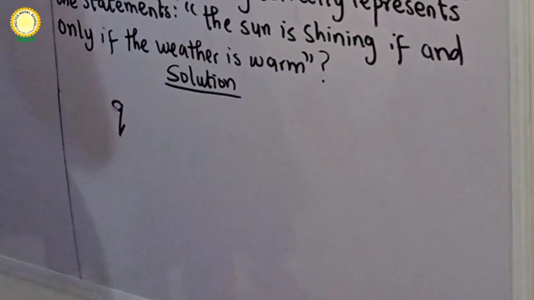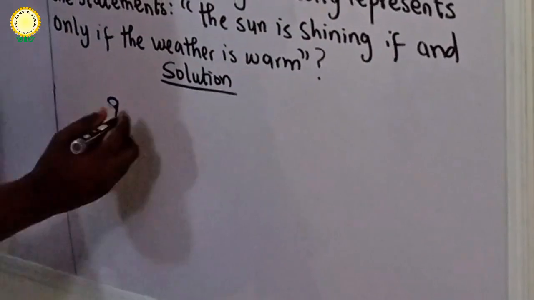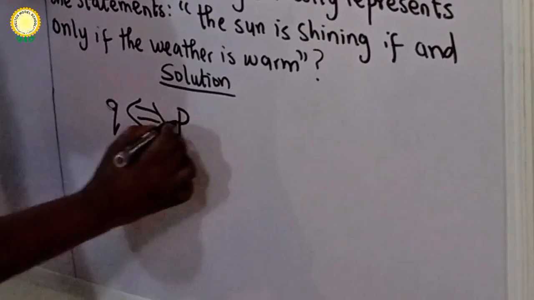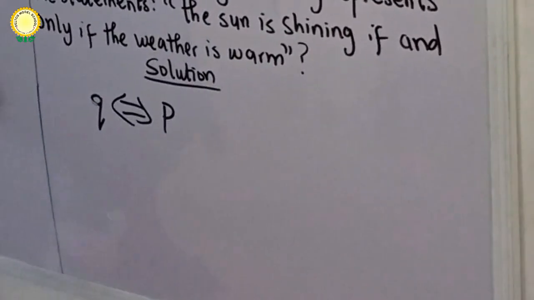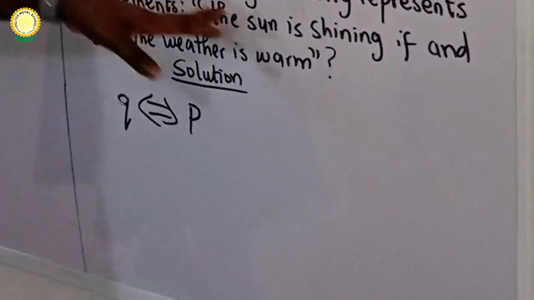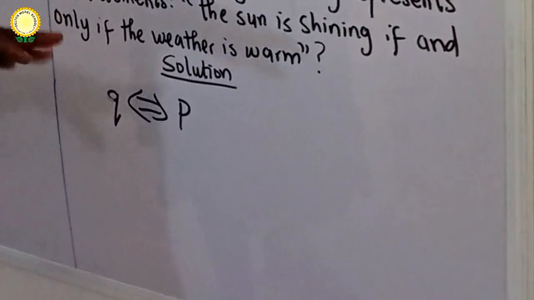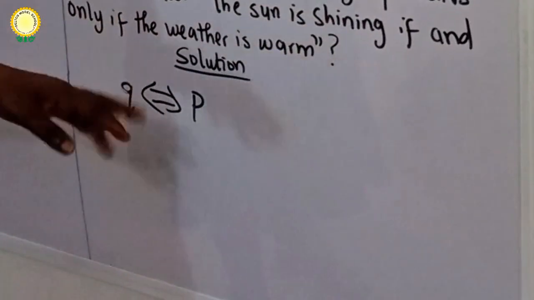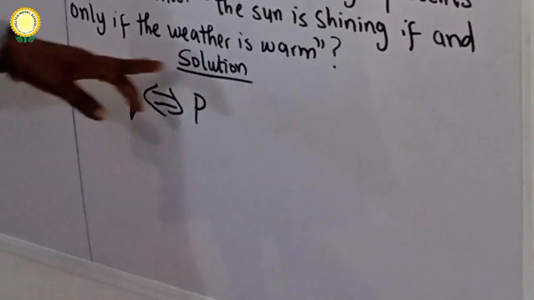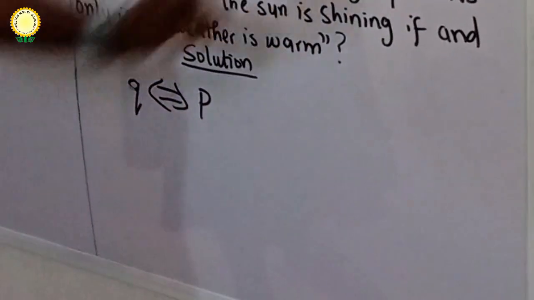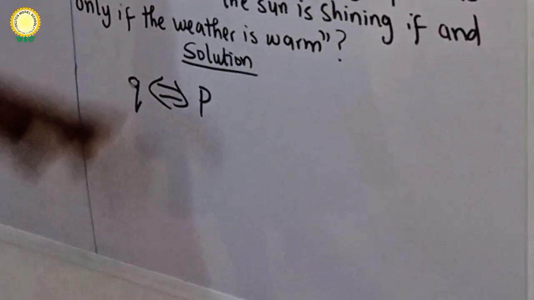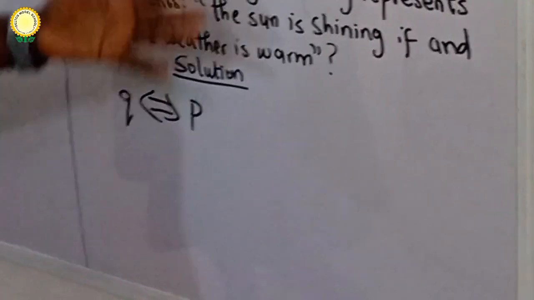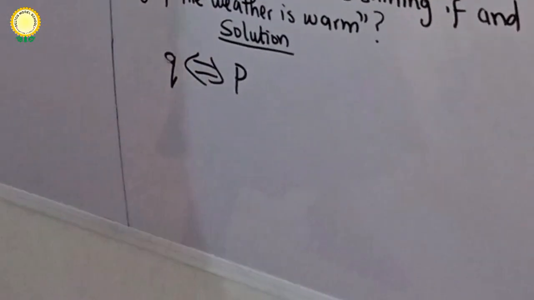So it means that Q, the sun is shining, implies what? That the weather is warm. Okay, can we take that again? The weather is warm, the sun is shining. Which of the following correctly represents the statement: the sun is shining if and only if the weather is warm? So Q implies that what? The sun is shining implies that the weather is warm. So Q implies P.